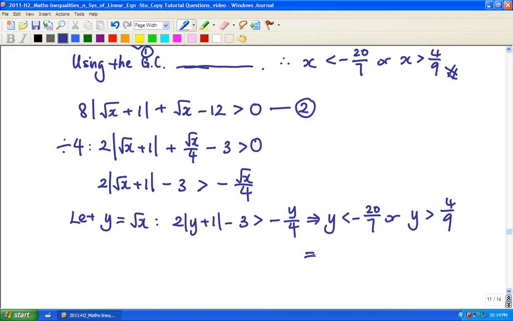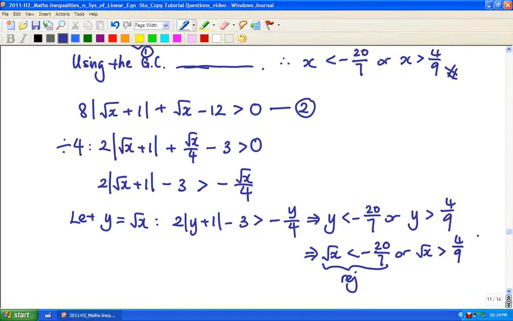Now we replace the y's in both inequalities by square root x. You'll see that the first one will have to be rejected because square root x cannot be negative, and this will give us our final answer of x greater than 16 over 81. How we obtain this solution is we square both sides of square root x is greater than 4 over 9.